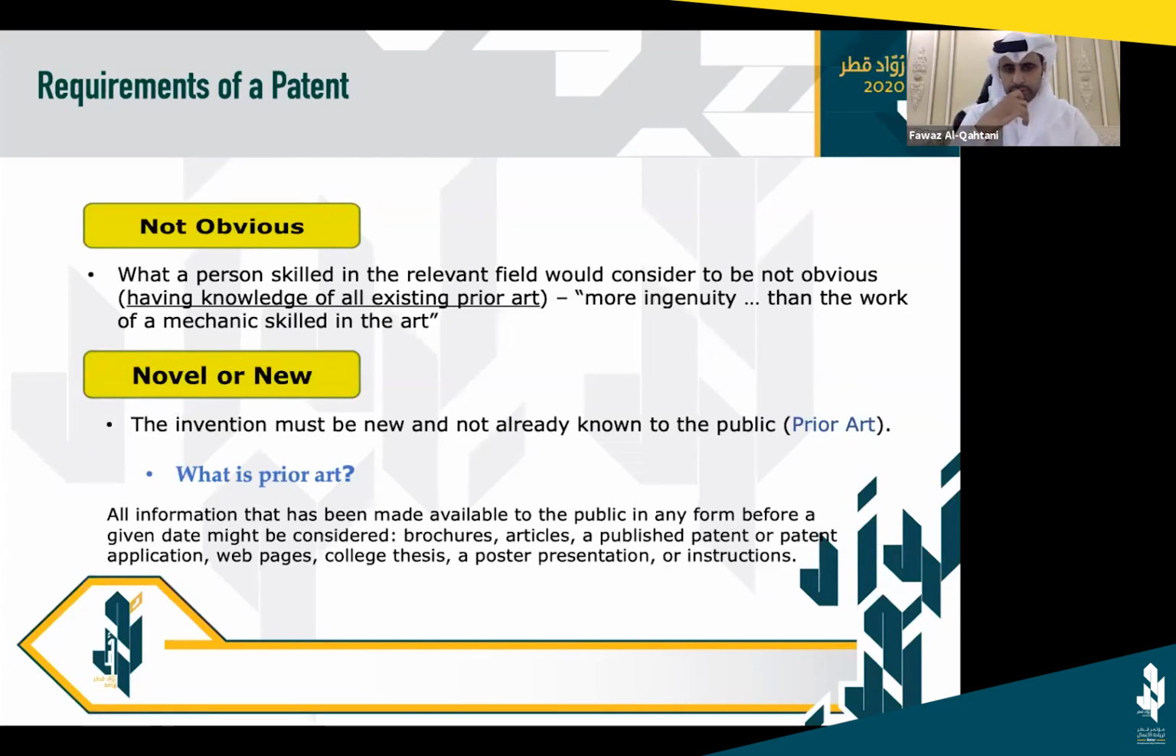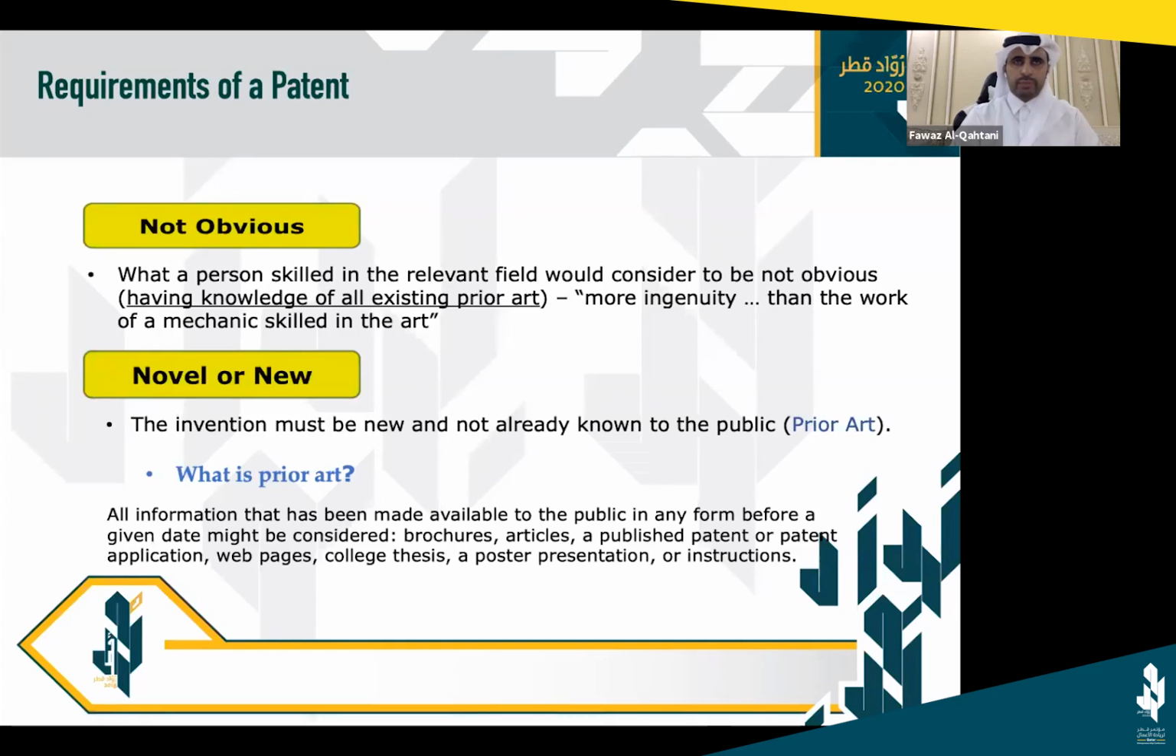Then we talk about novelty, or newness. The invention must be new and not already known to the public, that is, to the prior art. When we talk about prior art, we mean all the information that has been made available to the public in any form before a given date. So if you want to protect something, make sure it's new. Make sure you didn't talk about it or say anything about it in front of anyone, you didn't present it, and you didn't have it in an article or brochures.